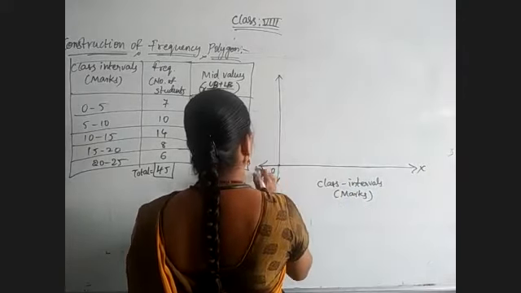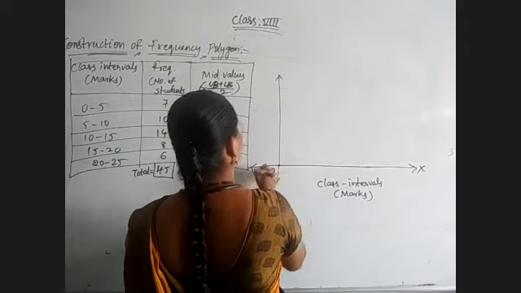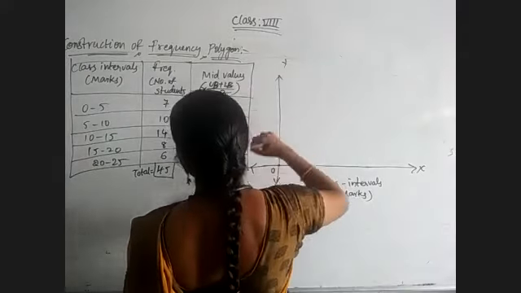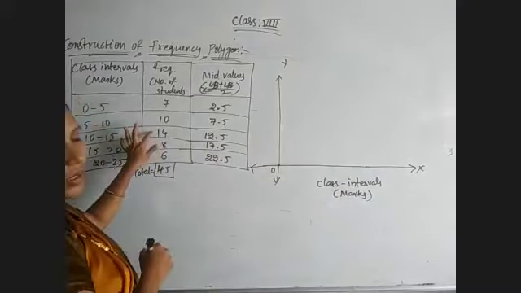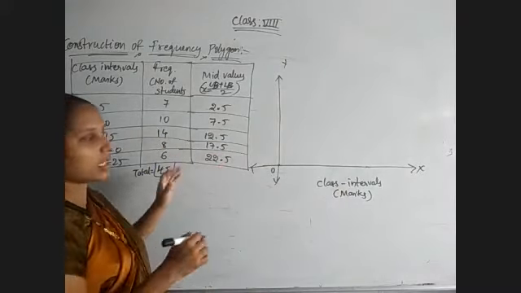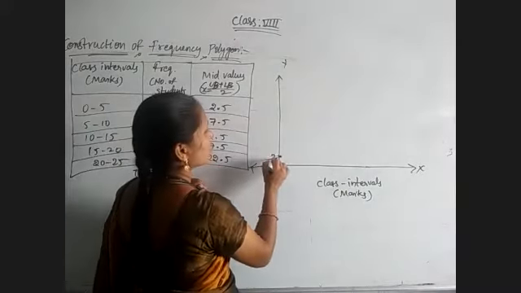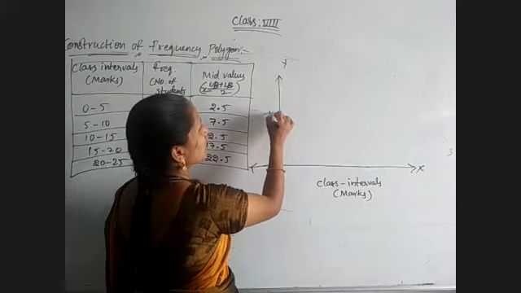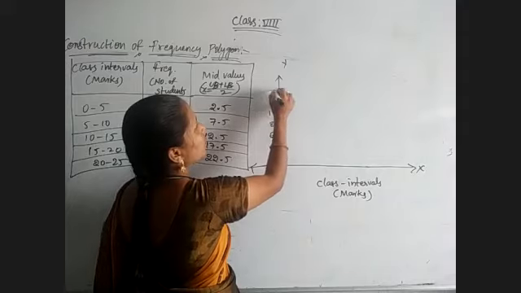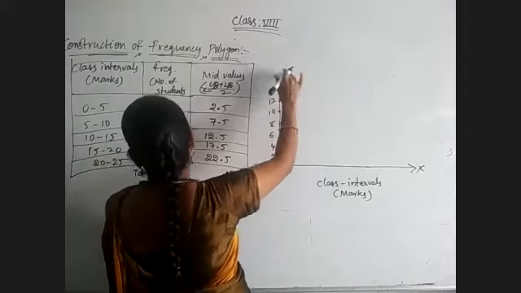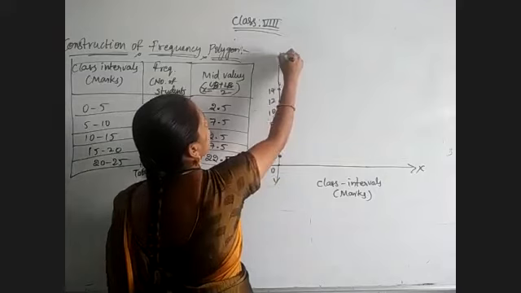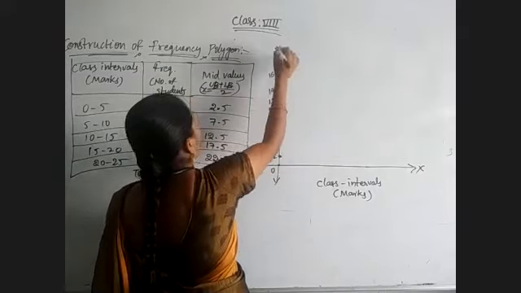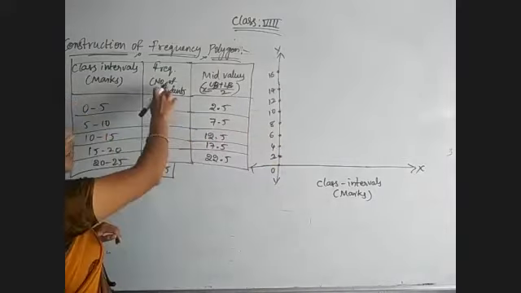And on the y-axis, we'll mention frequency, number of students. Here the highest value is 14 only. So for one box, I'll take 2 students: 2, 4, 6, 8, 10, 12, 14, 16. Only 14 is the highest value here, number of students.